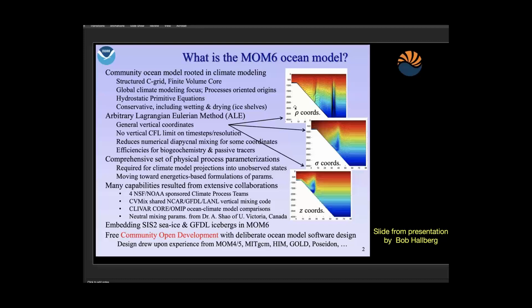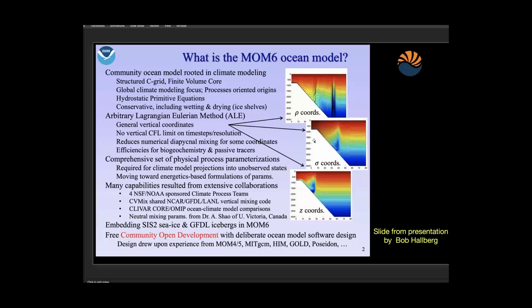You can represent it as a terrain-following coordinate that has been very popular in the coastal community because it allows you to retain your resolution over shallow areas like continental shelves, or as a z-coordinate or variations of z-coordinate that work well with sloping topography as well. That is a very popular coordinate system in climate models as well.